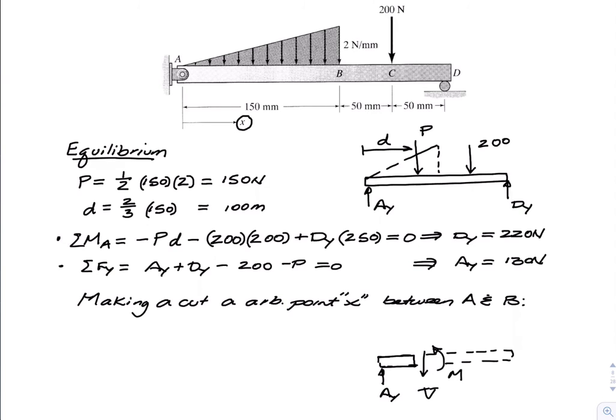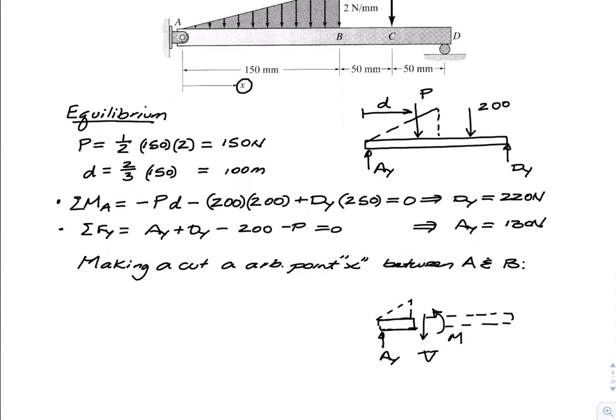And then what we have for this line load, this triangular load, which is acting over just the piece which I'm calling x, a length of x, I will just represent that by P. And again, it's going to be at some distance d from the left-hand side.